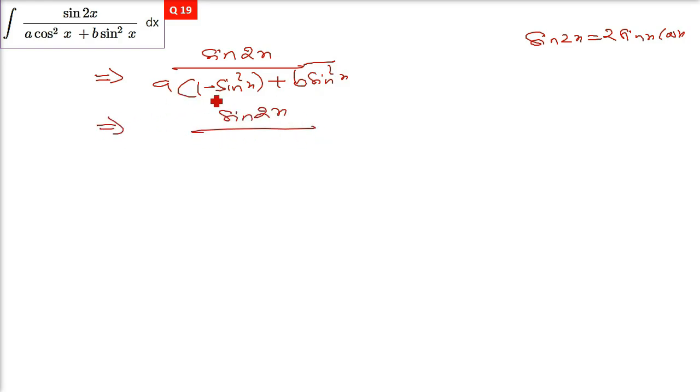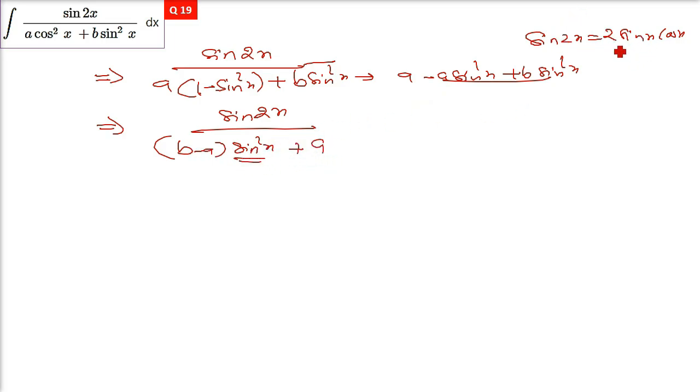So this sin 2x in the numerator, and in the denominator a into 1 minus sin square x plus b sin square x. So just keep those sin square x terms together and other terms separately. That is, if you multiply this inside, I'm talking about the denominator, it is a minus a sin square x plus b sin square x. So I'm taking this b and negative a with sin square x together. A is a separate constant, so I'm keeping it separately. Now let us take sin square x as t.